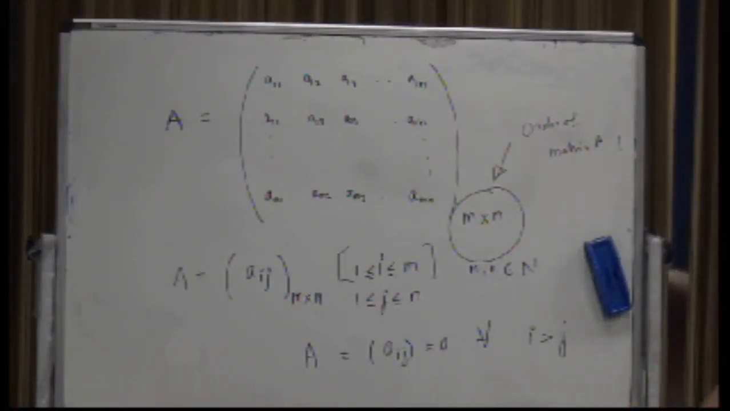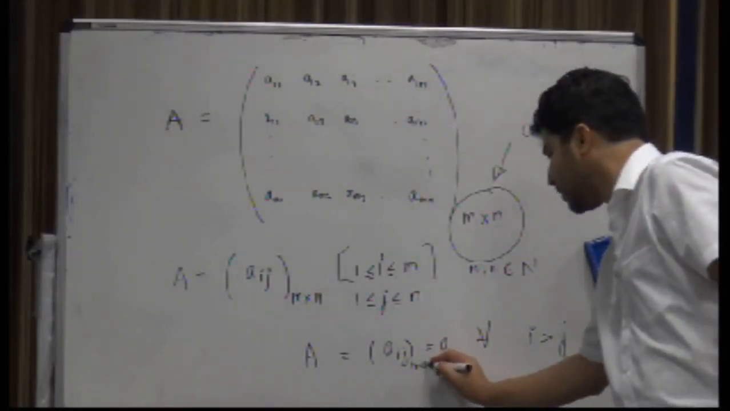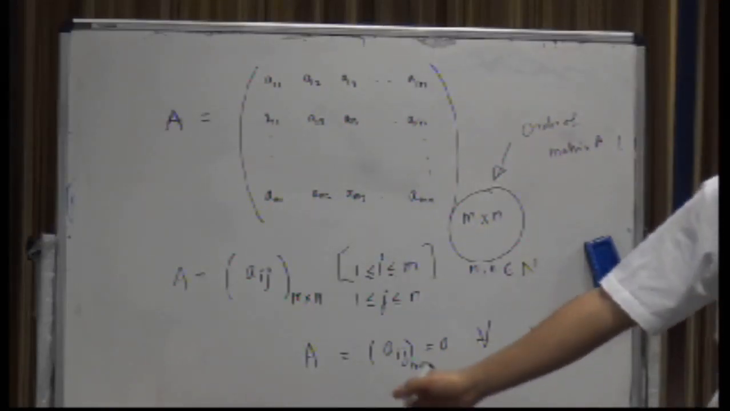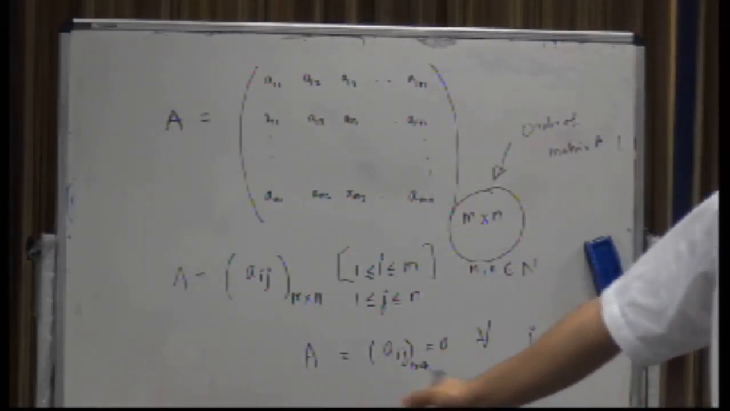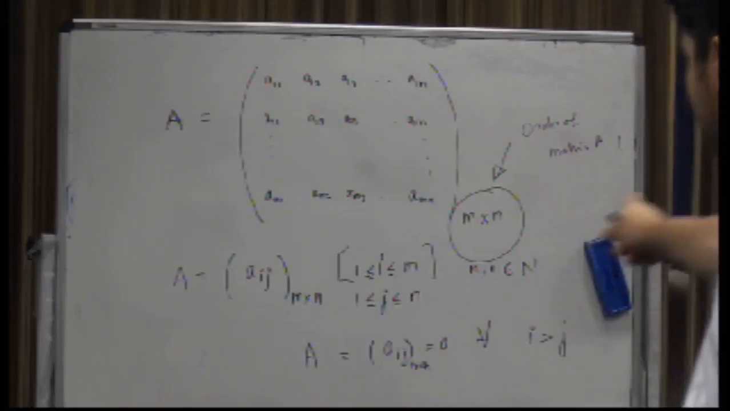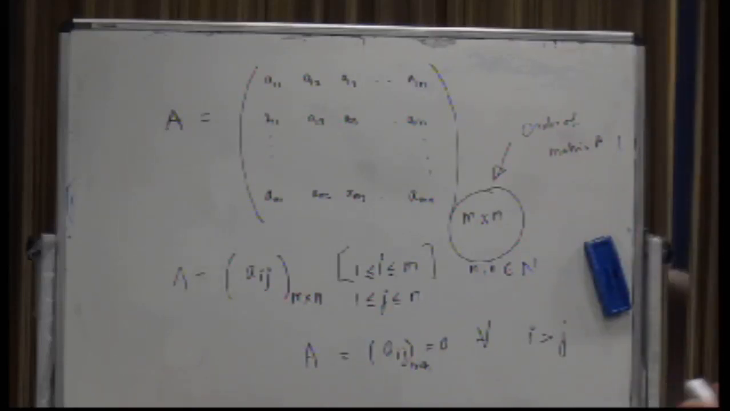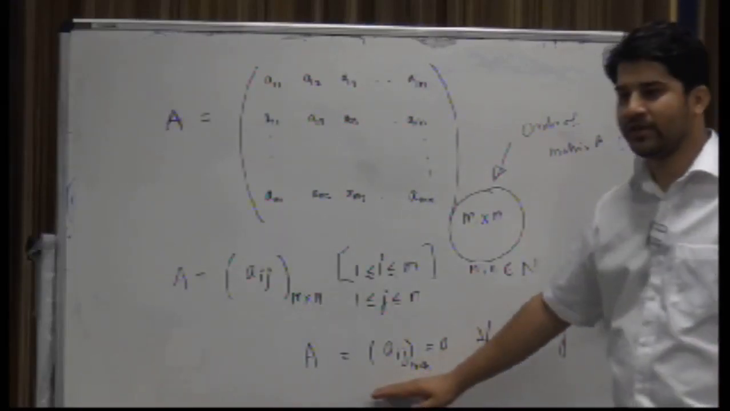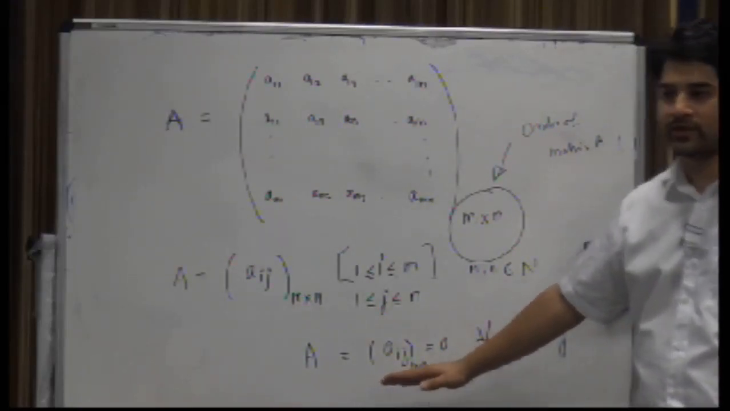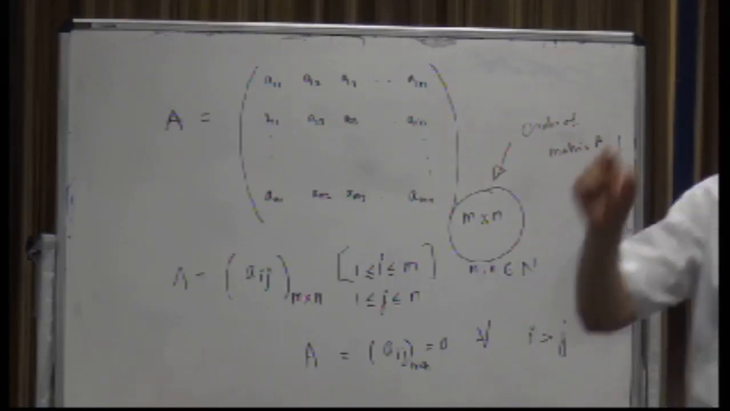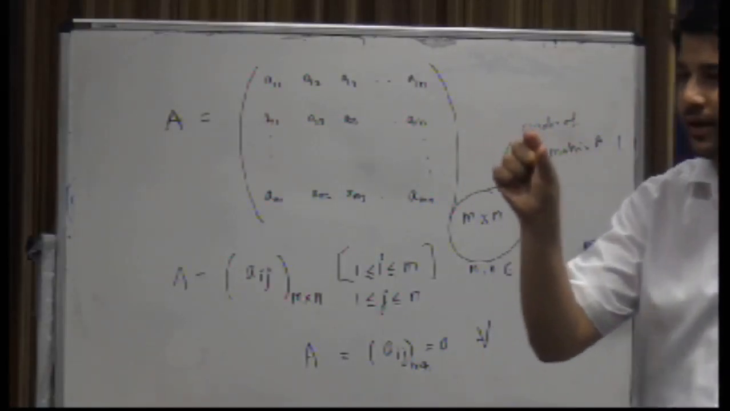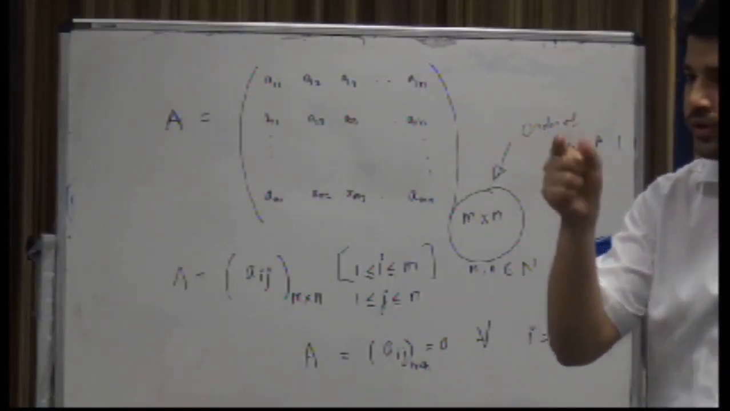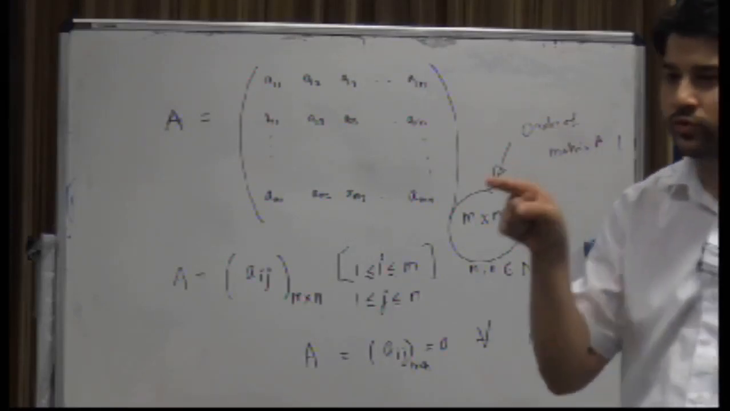then the matrix becomes an upper triangular matrix. This is the symbolic representation. Everybody understand this? The structure representation is very easy to see, but this is the symbolic representation of upper triangular matrices. All the elements which are below the diagonal. We call that diagonal the principal diagonal, where both the subscripts are equal, i is equal to j.